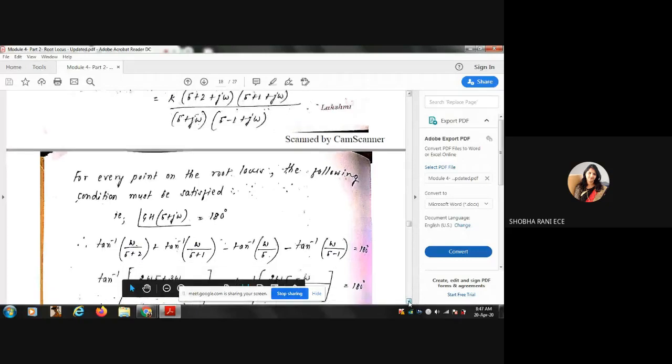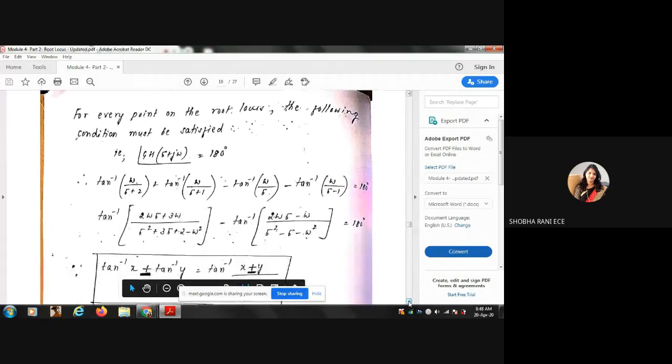So for the numerator term, I have two terms in the numerator, two terms in the denominator. For the numerator, it is tan inverse of omega by sigma plus 2 plus tan inverse of omega by sigma plus 1. Denominator, so it is minus tan inverse of omega by sigma, minus tan inverse of omega by sigma minus 1. So that should be equal to 180 degree, as I said.